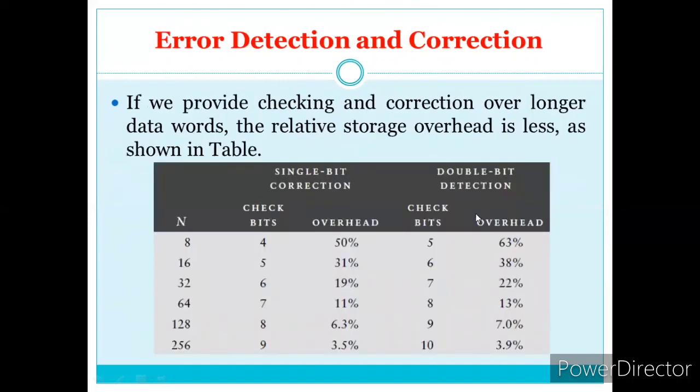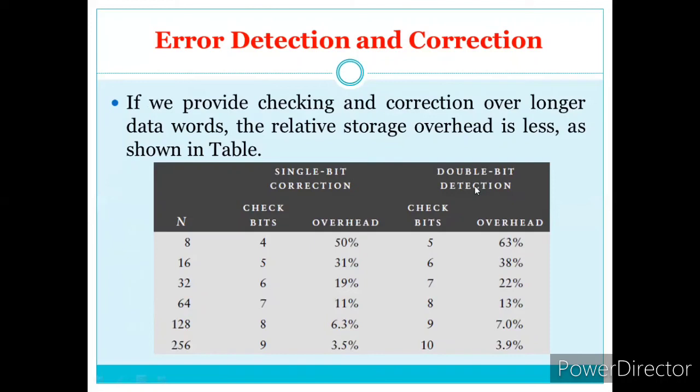Now, the theoretical results for n number of bits are shown here. If n is 8, we require 4 check bits for a single error. For n is 16, 5; 32, 6; 64, 7; 128, 8; 256, 9 check bits. So the overhead requirement is getting reduced. As the number of bits increases, the overhead can be reduced.